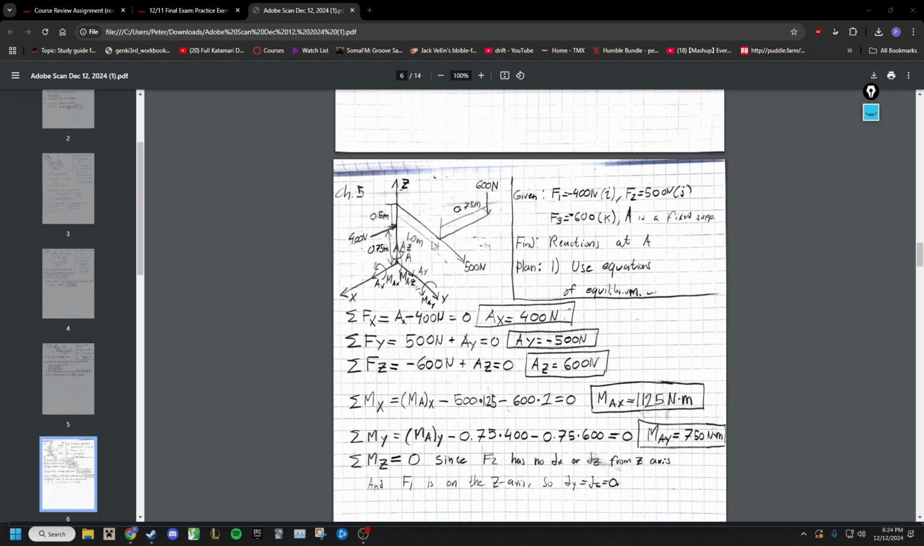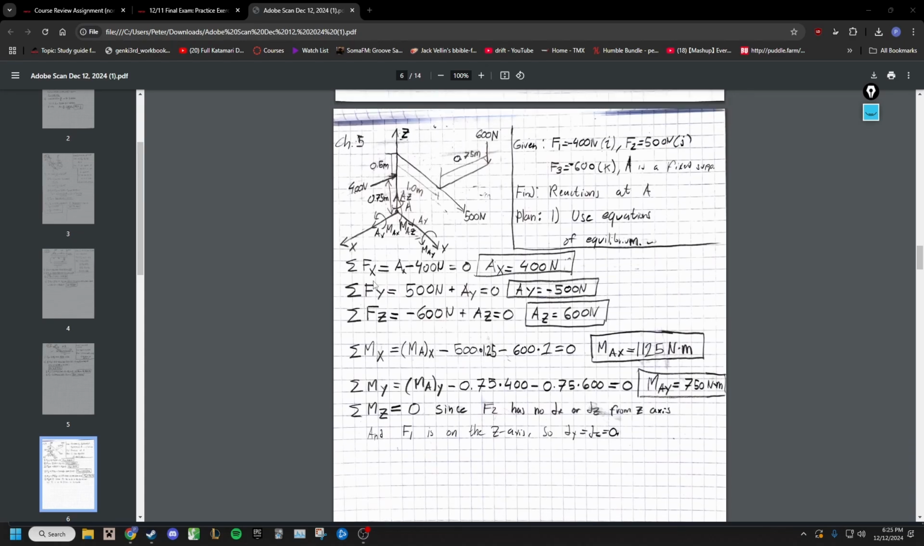So we are given a force in the x dimension that is 400 newtons, so negative 400 i. We have F2 is positive 500 j, and F3 is negative 600 k. We first do our equations of equilibrium, and we find that A of x is equal to 400, A of y is equal to negative 500, and A of z is equal to 600.